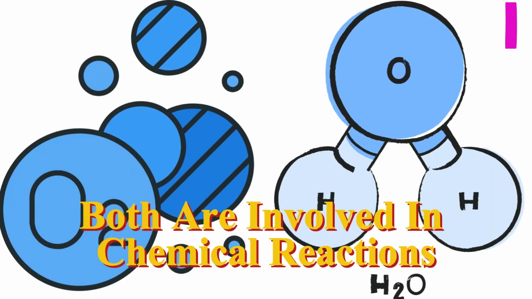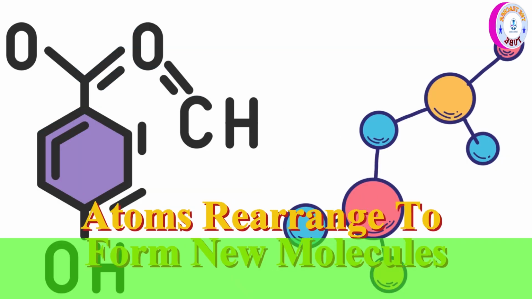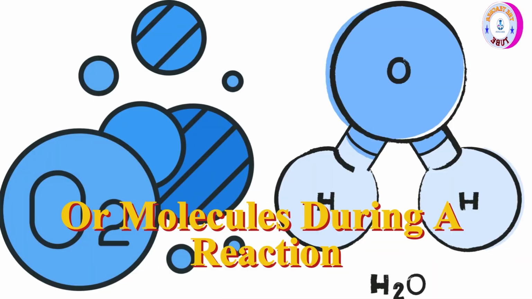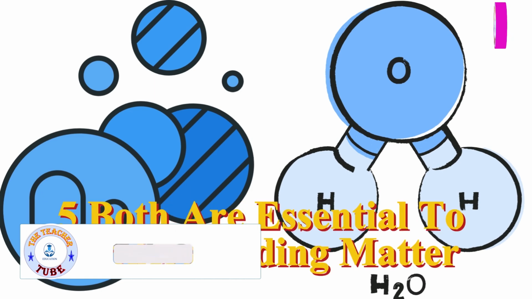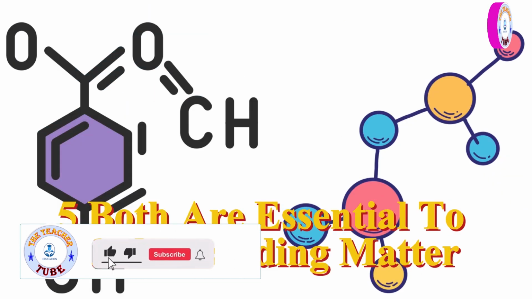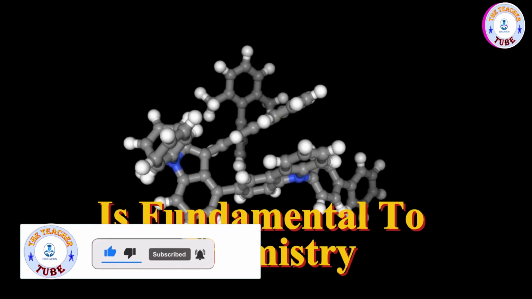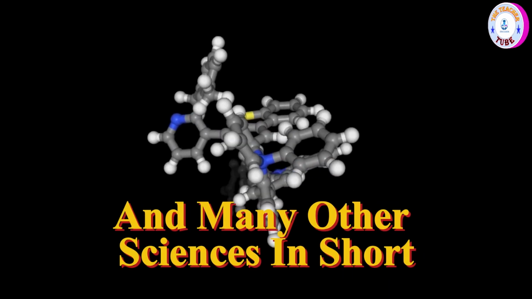4. Both are involved in chemical reactions. In chemical reactions, atoms rearrange to form new molecules. The interactions between atoms or molecules during a reaction lead to the formation of new substances. 5. Both are essential to understanding matter. The behavior of both atoms and molecules is fundamental to chemistry, physics, biology, and many other sciences.